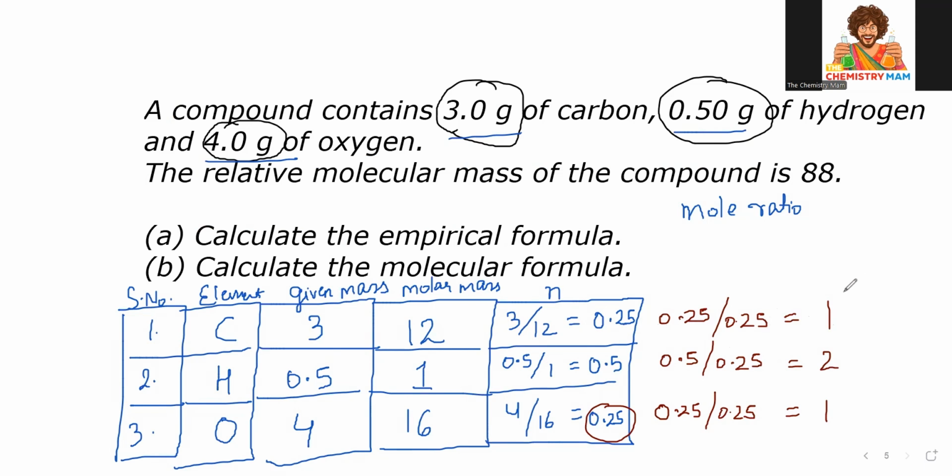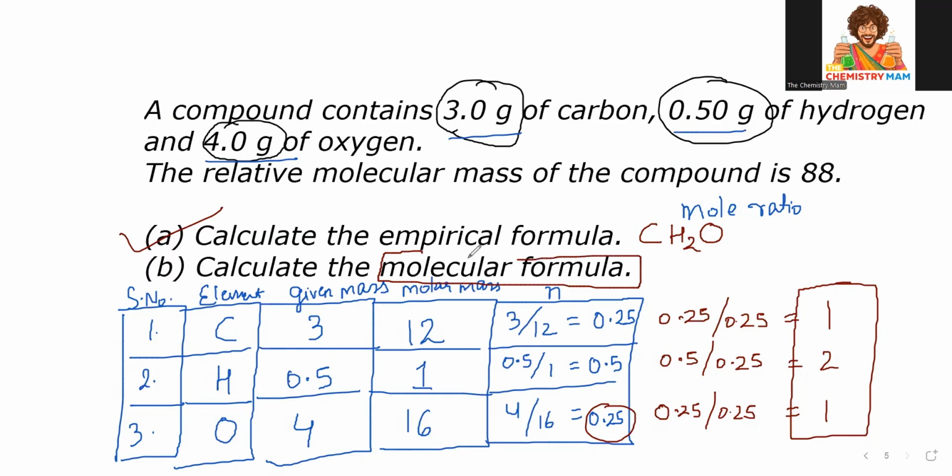So my empirical formula becomes C, I don't write 1, then H2 and then O. So the first part is done. The empirical formula comes out to be CH2O. Now let's understand how we calculate the molecular formula.